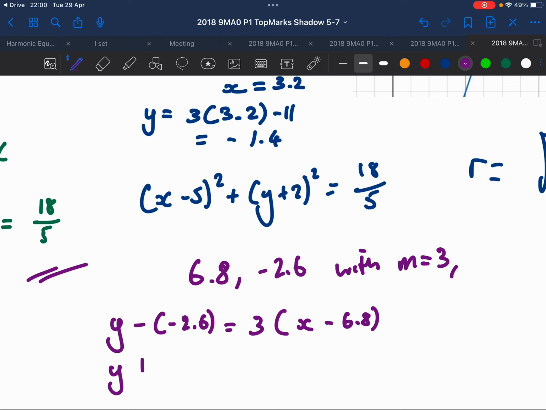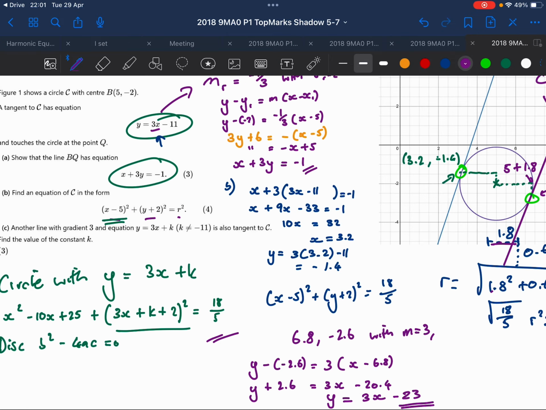So if we do y + 2.6 = 3x, shall we do this one here as well? So what's 3 times 6.8? That's 20.4, and then we can just add that to the other side. So y = 3x − 23. So I think my k value there is −23.